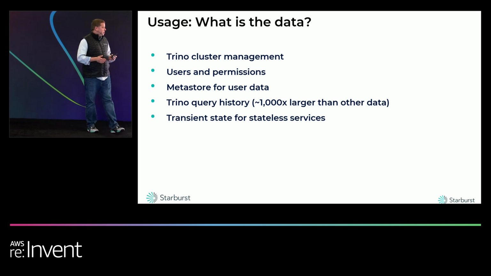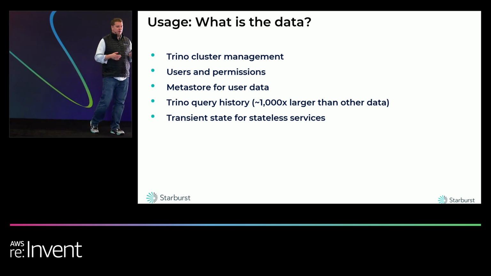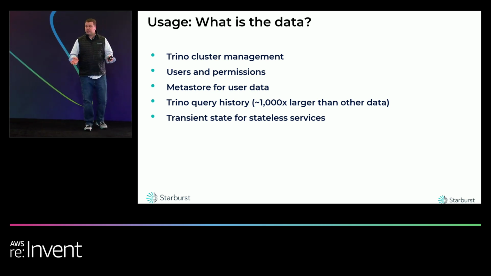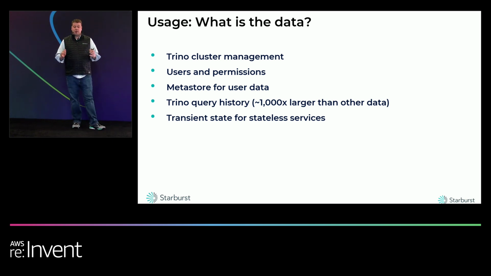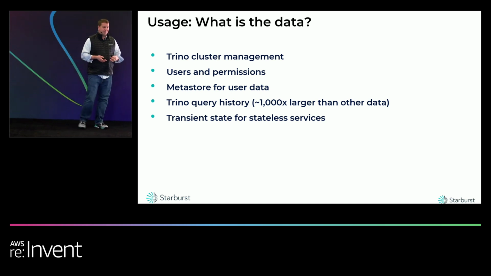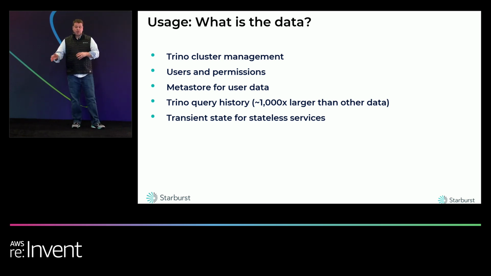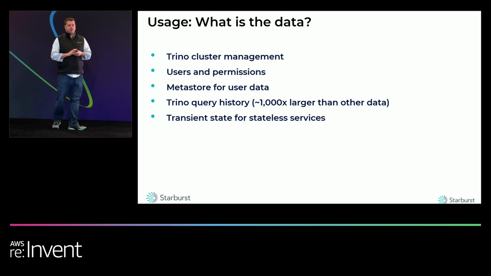We also use CockroachDB for the metastore for user data. So if you want to query S3, S3 is essentially files, even if they're Parquet and so on. You need to catalog it. You need to know the column names, the data types, the table names, where they're located, and so on. If you're not using Glue, for example, you can use our internal metastore, and this makes it really simple to use.